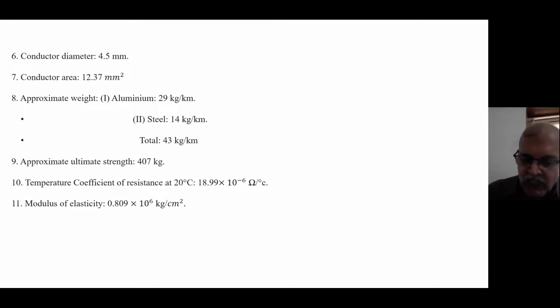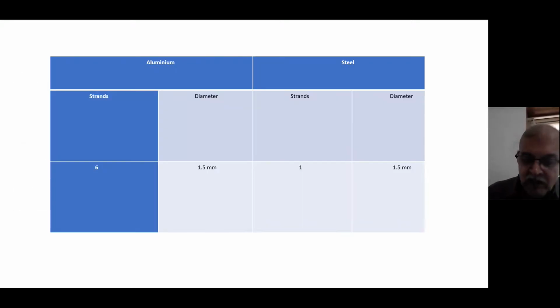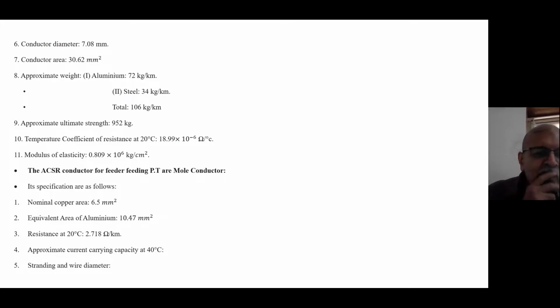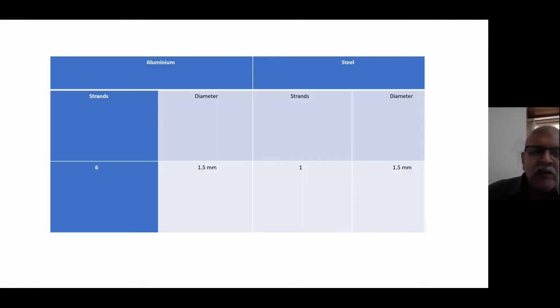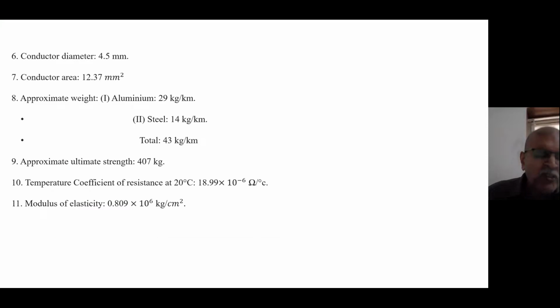I don't know why it is not given. It must have been given. Approximate current carrying capacity at 40 degrees centigrade. It is forgotten. But it is not a question because it is taking only certain milliamperes. So this will easily be able to take that, and such a small conductor is not at all available also. So all these things are for that PT.